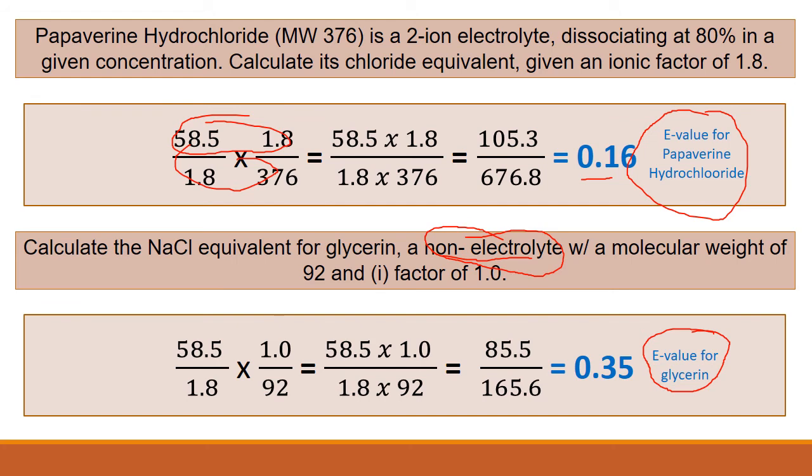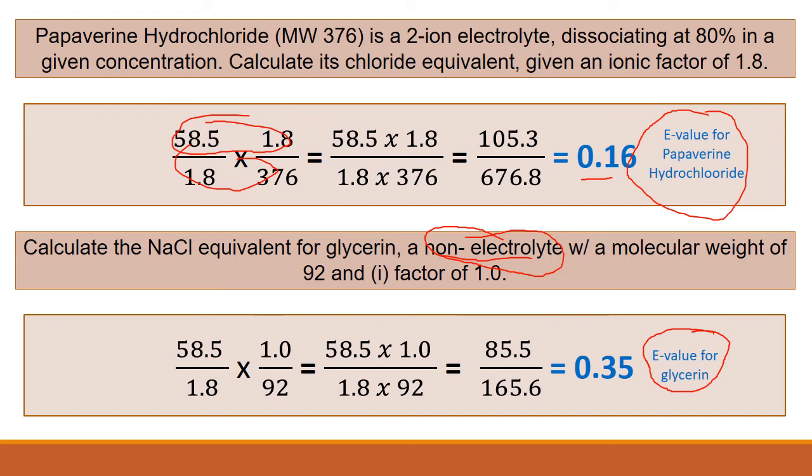So you have to calculate the numerator and the denominator. You have 105.3 over 673.8. So our answer would be 0.16. So that is the E value for our papaverine hydrochloride. That is the sodium chloride equivalent for our substance.